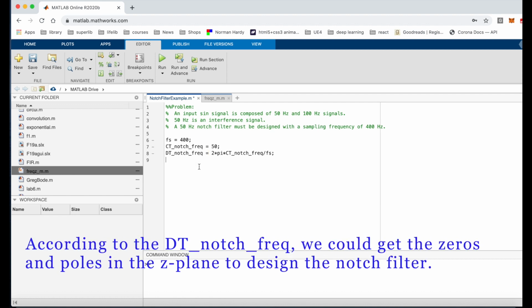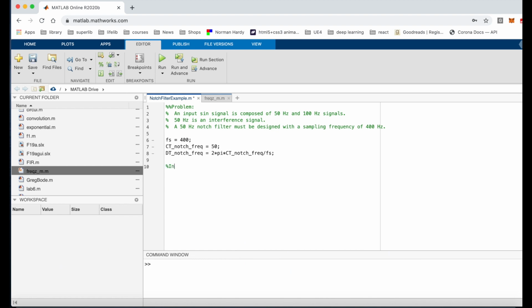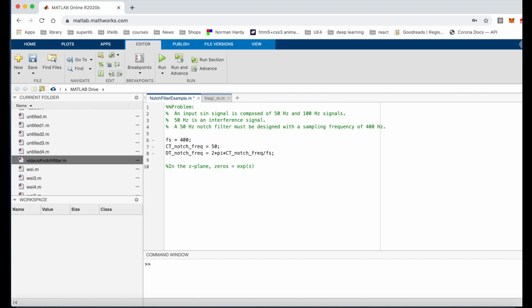According to the DT notch frequency, we could get the zeros and poles in the Z-plane to design the notch filter. In the Z-plane, zeros equal exponential plus minus j times DT notch frequency, and the poles equal coefficient r times exponential plus minus j times DT notch frequency. Here the r is the radius of the IIR poles. The range of r is from 0 to 1.